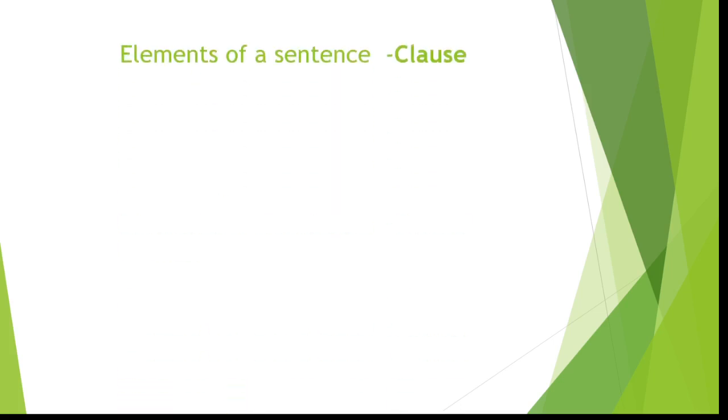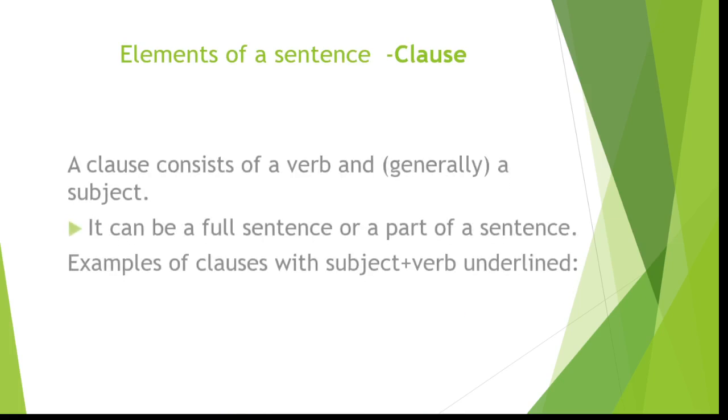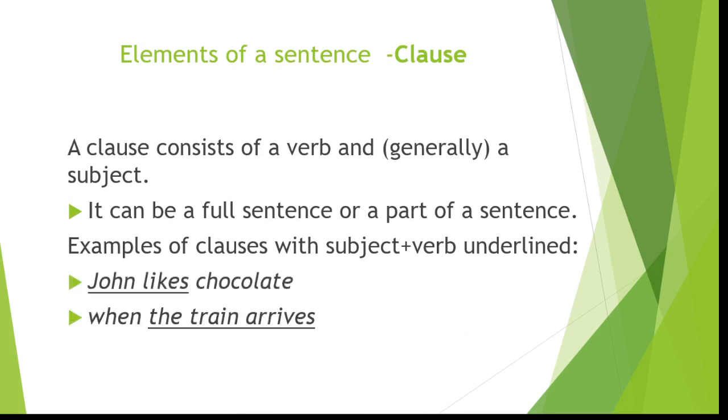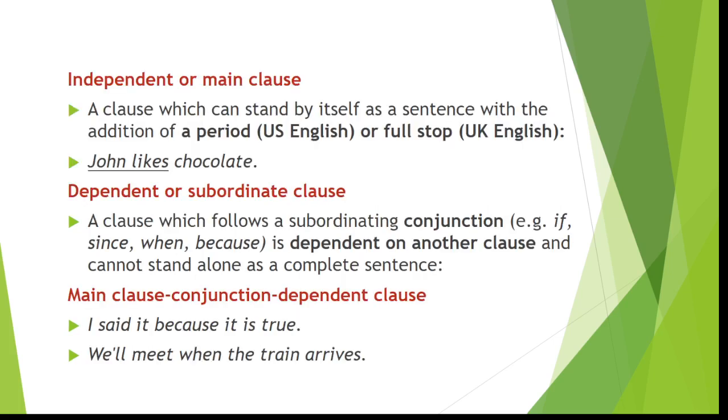A clause consists of a verb and, generally, a subject. It can be a full sentence or a part of a sentence. Examples of clauses with subject plus verb underlined: John likes chocolate. When the train arrives. Because it is true. Independent or main clause: a clause which can stand by itself as a sentence with the addition of a period, US English, or full stop, UK English. John likes chocolate.